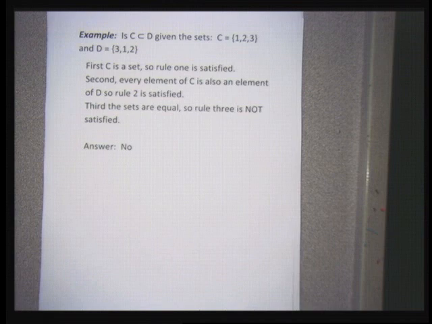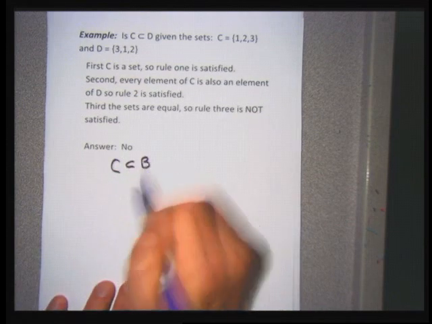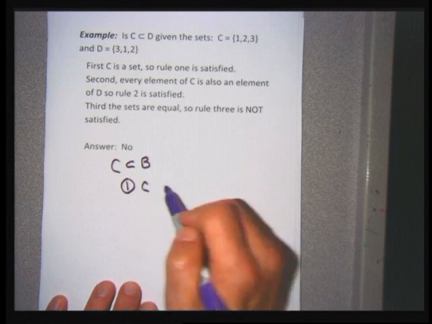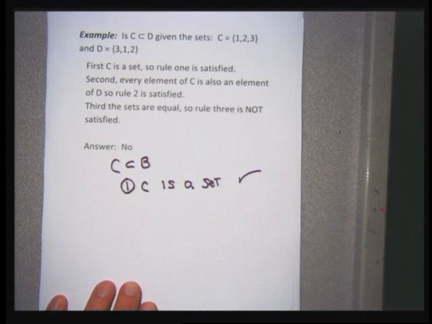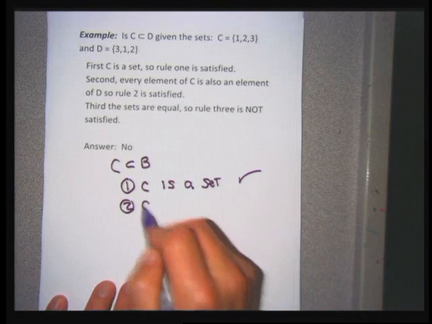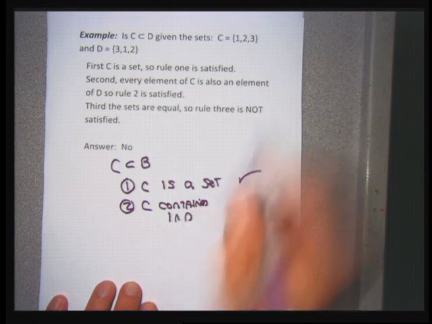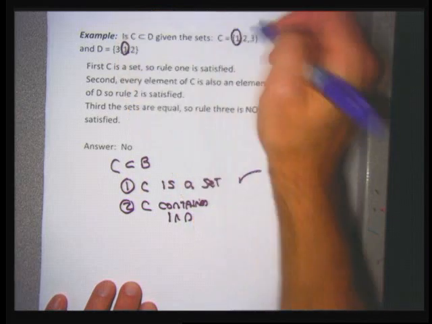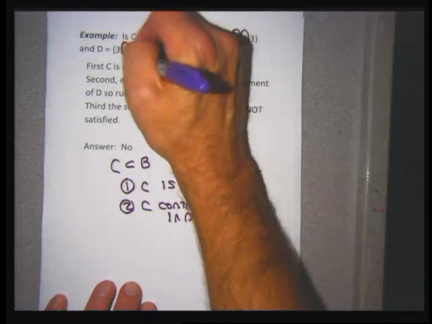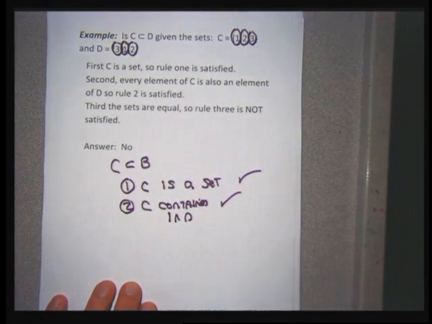All right, next example, is C a proper subset of D? So for C to be a proper subset of D, I need 3 things. 1, C needs to be a set. C is a set because it's in set braces. 2, C needs to be contained in D. So I look at the elements of C. 1 is in C, 1 is in D. 2 is in C, 2 is in D. 3 is in C, 3 is in D. So C is contained in D.